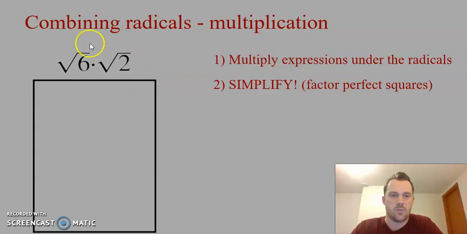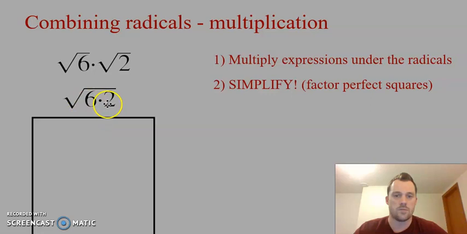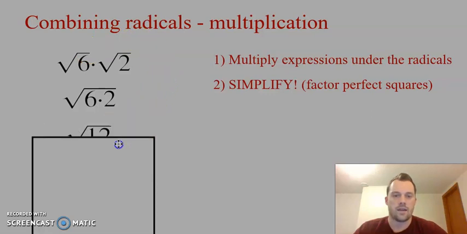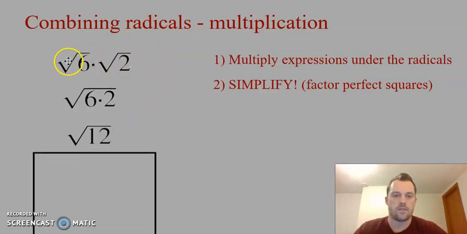So our first example here, remember that in some of our other videos we've seen how the square root of some expression can be factored out, can be written as two different radicals being multiplied together. So I know that square root of 6 times square root of 2 is really the same as square root of 6 times 2. So we want to multiply the expressions that are underneath these radicals here. And now we've combined these two into one radical, so square root of 12.